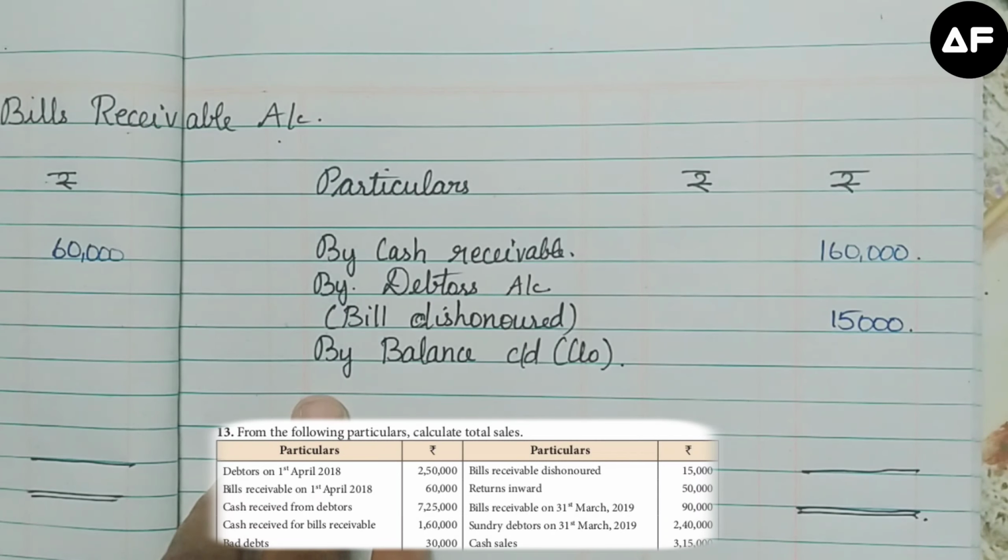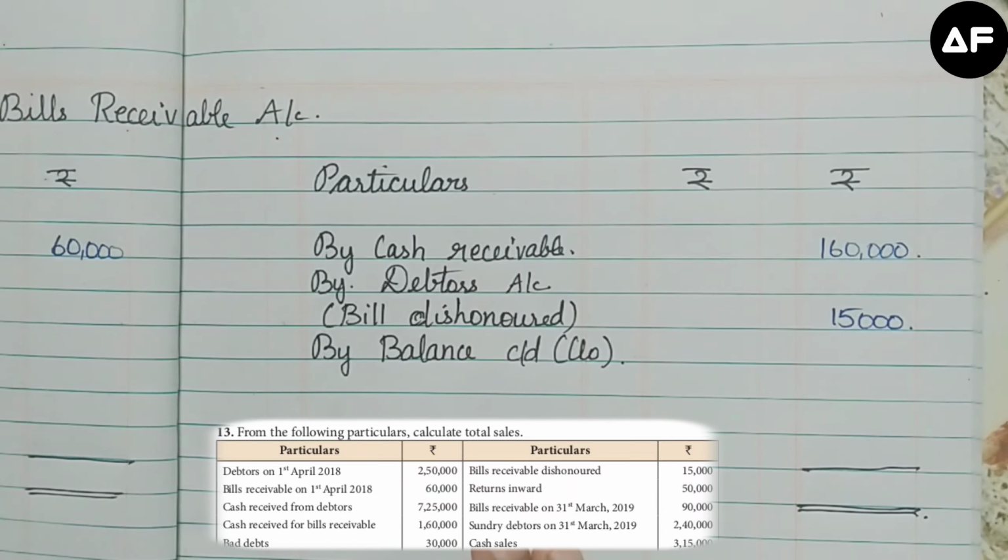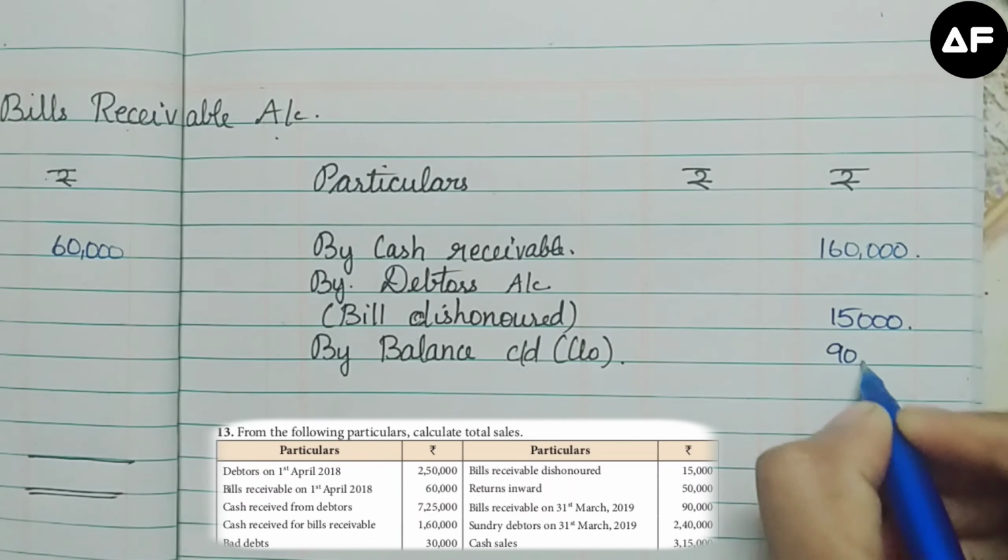Lastly, we have the closing balance of bills receivable. Return inwards doesn't come into the sum. Sundry debtors closing balance doesn't come into bills receivable account, and cash sales doesn't come into the bills receivable account. So the closing balance of bills receivable as on 31st March 2019 is 90,000.